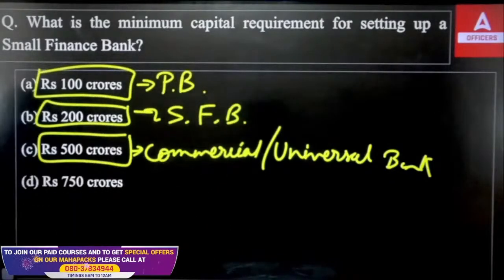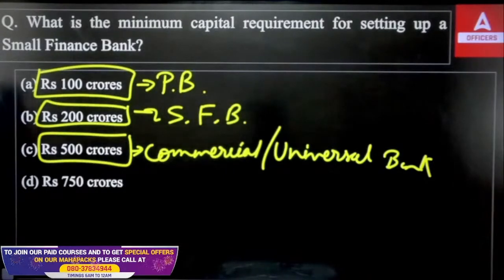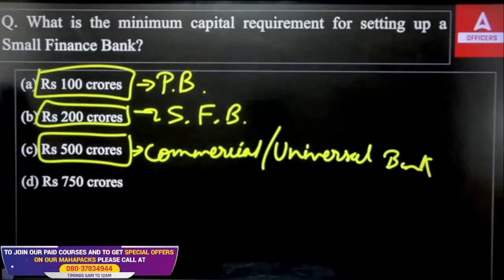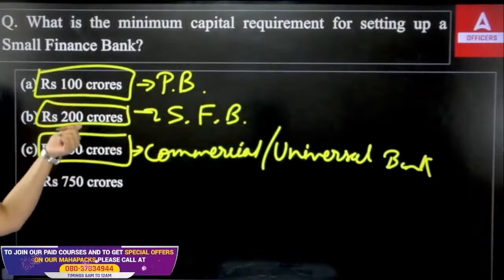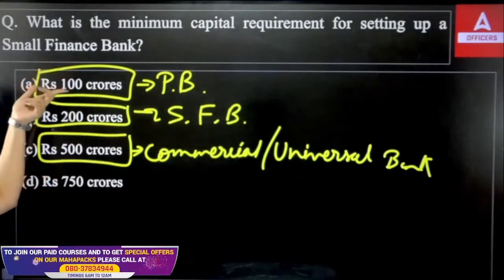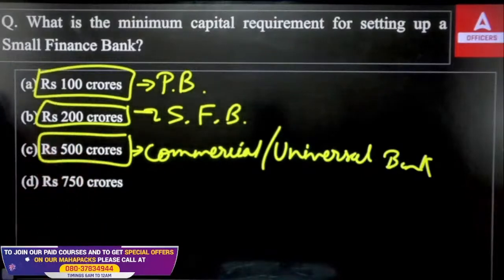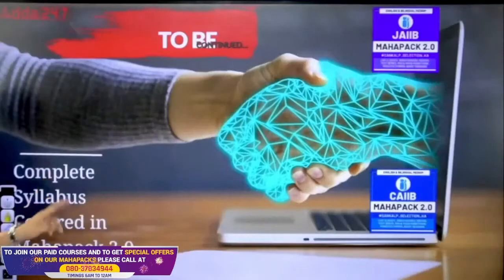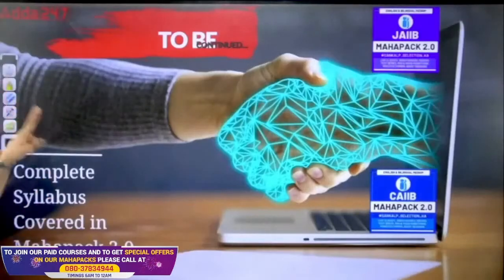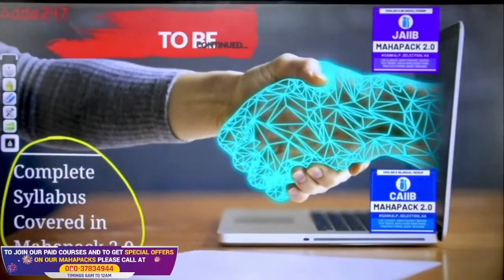When the small finance bank was introduced along with the payment bank, it used to have an initial capital of 100 crore, like the payment bank has right now. But its initial capital has been increased by RBI, now it is 200 crore. So payment bank 100 crore, small finance bank 200 crore, commercial bank or universal bank 500 crore. So do remember all these three. Okay, so the right answer will be your B option. So this is how we have discussed the Indian banking structure in your Indian economy, Indian financial systems chapter.